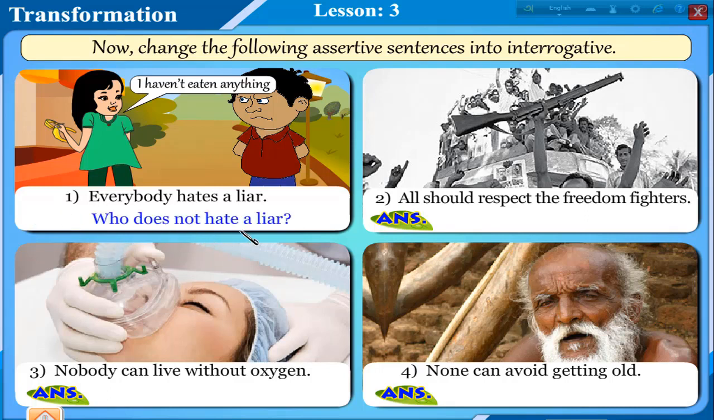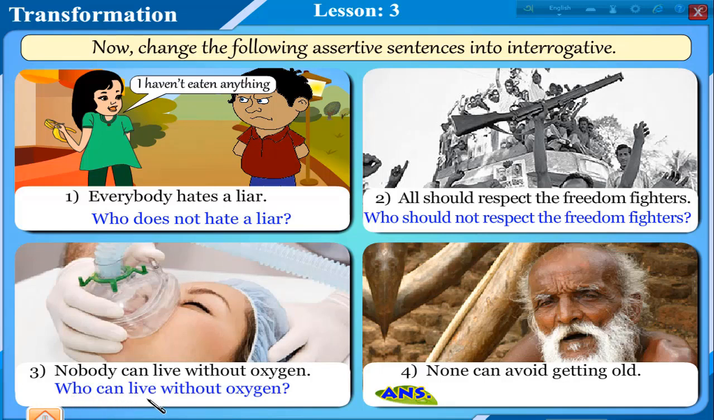Look, who does not hate a liar? Because number one is an affirmative sentence, so I have to transform it into negative interrogative. So everybody is replaced by who, and I have put here doesn't to make it negative interrogative. The next one is same, all is replaced by who and should, and I have put here not again to make it negative interrogative. And next one is same, who can live without oxygen. And the next one, who can avoid getting old.